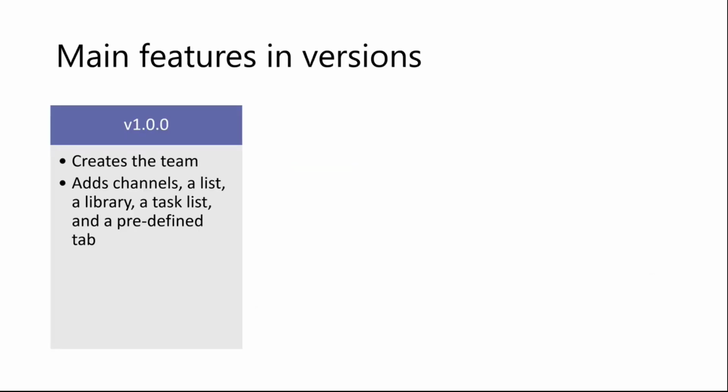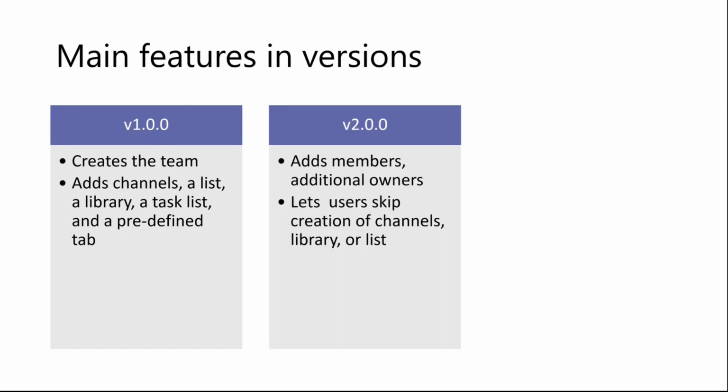We already had a long journey with this project. Version 1 was really only creating a team, adding a channel, a list, library, task list, and a predefined tab. We quickly progressed to version 2, which could already add members and additional owners to a team, and lets users skip the creation of channels, libraries, and lists, so that we were a little bit more flexible.